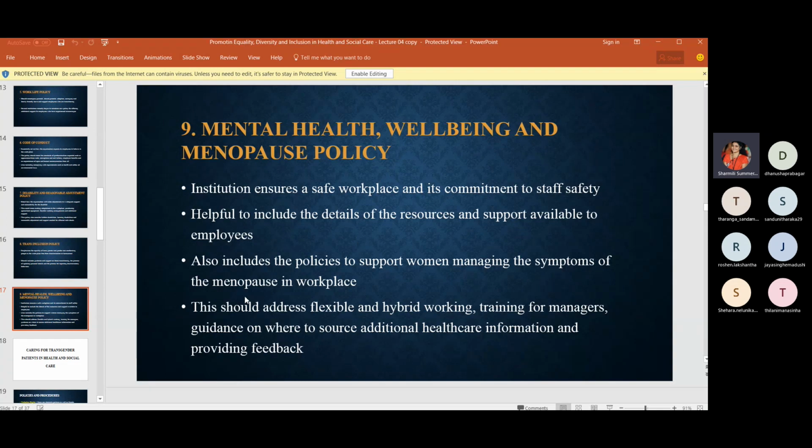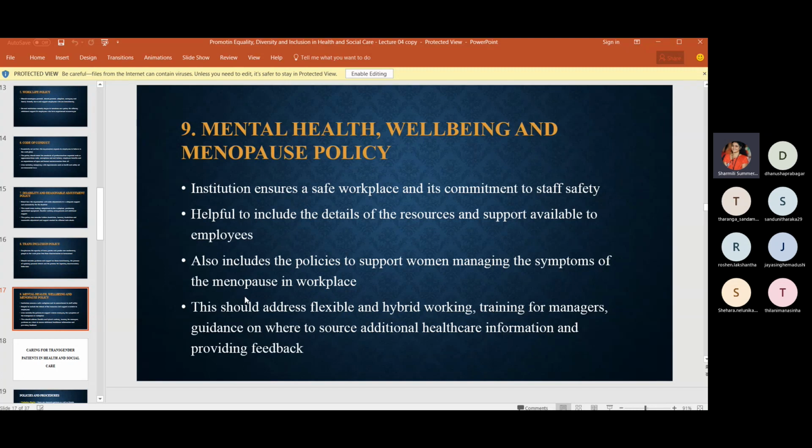This should address flexible and hybrid working mode. Hybrid working mode means both virtual, like work from home, and for example, per week they can come to the office for 2 days and work from home on other days.